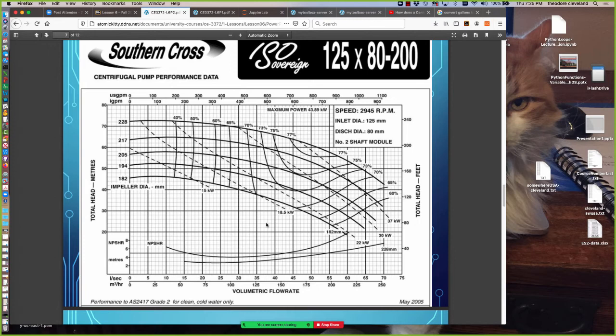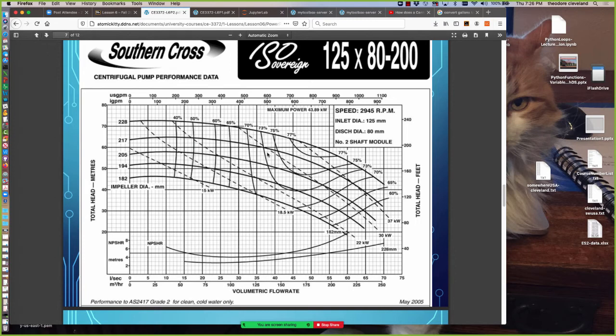Say for instance we had a 205 millimeter diameter impeller and we're operating at 46 liters per second. That puts us right about there where the cursor is. That would be operating at 75% efficiency, which is about the best we can do for that impeller. And that would be an efficient operating point if that's what we wanted.